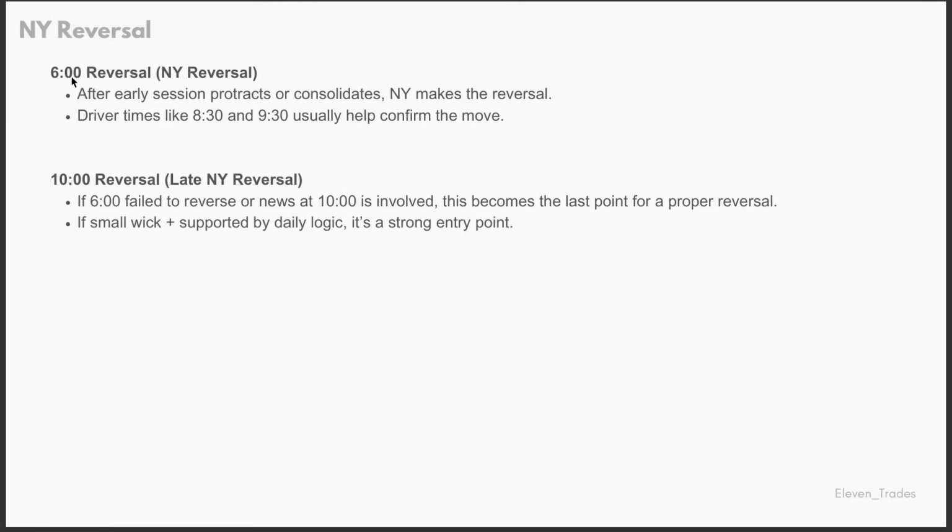Now the New York reversal, the 6am reversal, happens when the early sessions of the day are protracting or consolidating. The New York makes that reversal. You can pair the drivers with that reversal because the 6am doesn't have that much significance. It is significant because of the drivers like the 8:30 or the indices open 9:30. So the price actually reverses on these specific times with the volatility.